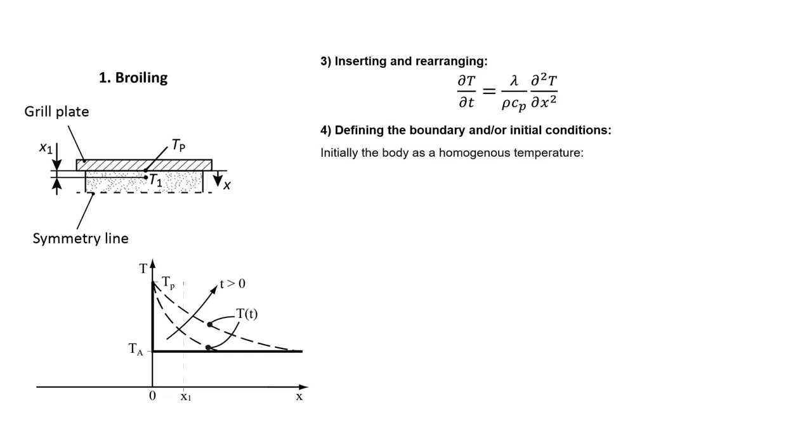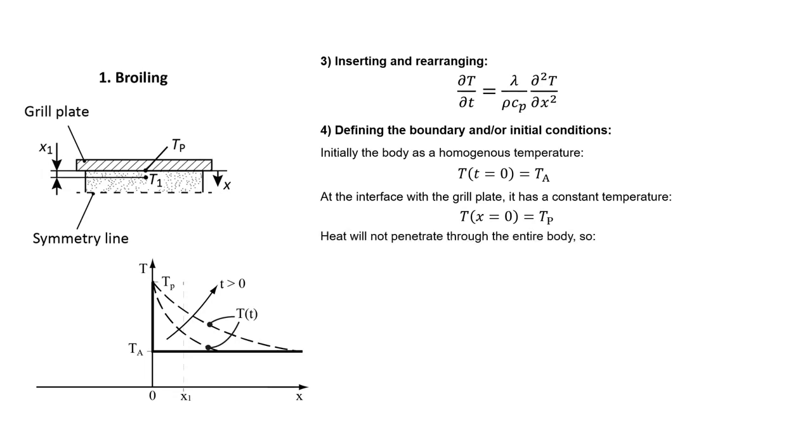So from this sketch, we see that initially, in the entire steak, the temperature is equal to that of the ambient. Once broiling starts, the temperature at the interface will always equal Tp. As heat will not penetrate to the center, we can consider it to be a semi-infinite body.